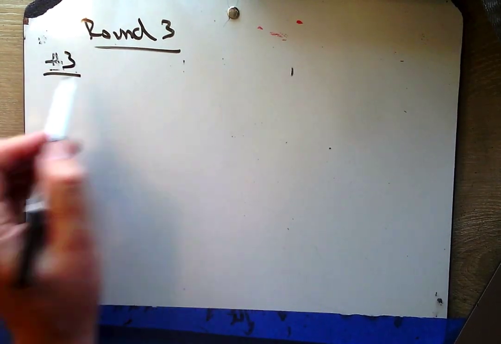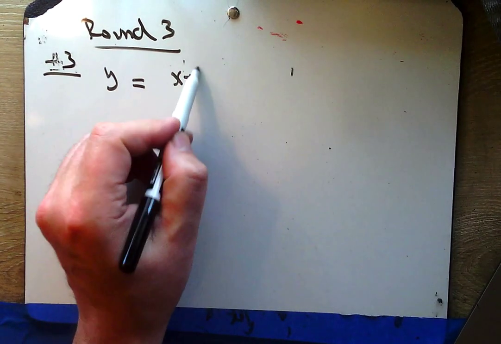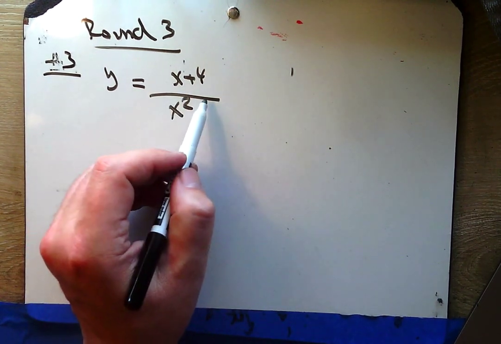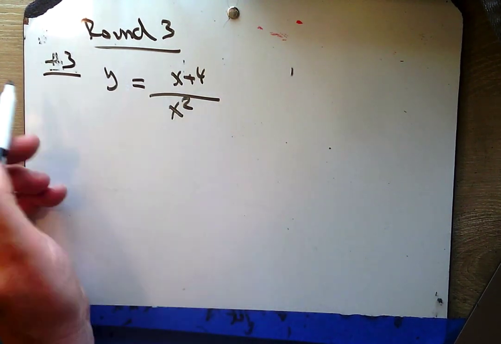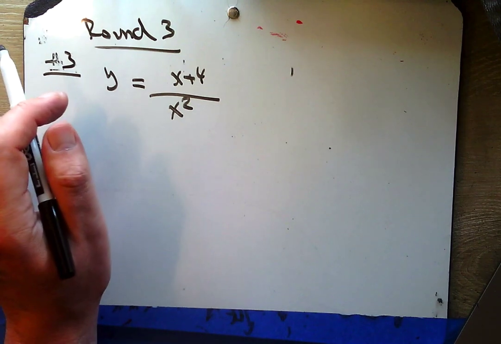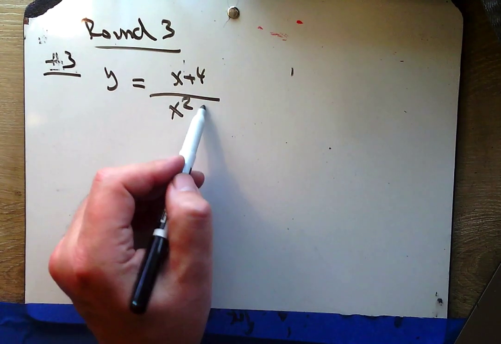Why don't you do number 3? Number 3 says y equals x plus 4 over x squared plus 1. Oh, did I say 3? I did say 3.